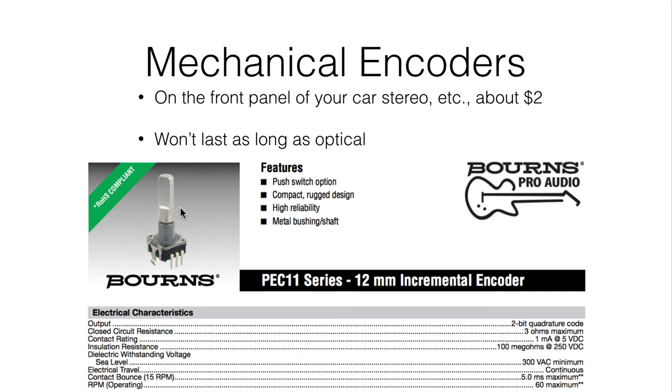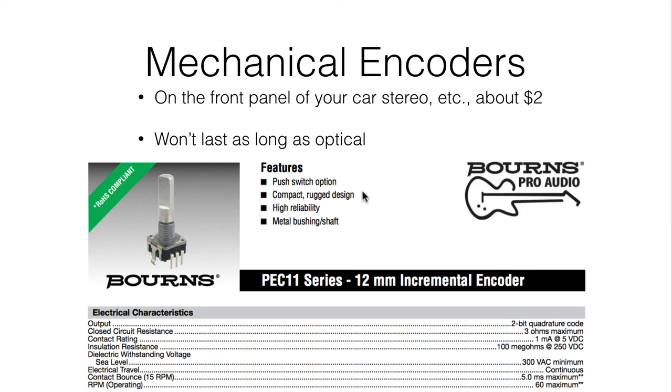That's because this encoder only provides information to tell the stereo what to do when everything's turned on. So the motion is only providing little ticks that say turn down the volume a little bit. It's not actually changing the circuit characteristics to change the volume.